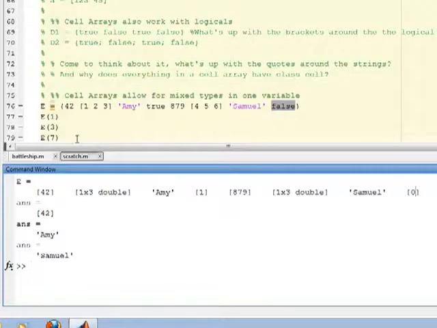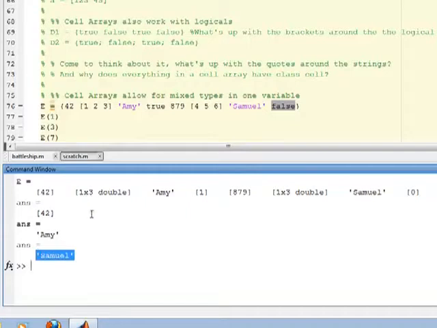And so if you look here, E indexed at 1, I get the first thing in. Notice it still has the brackets around it. That's not the number 42. That's a cell with the number 42 in it. If you look at Amy here, E indexed at 3. That's not the string Amy. That's a cell with the string Amy in it. Same thing here with Samuel on E indexed at 7.